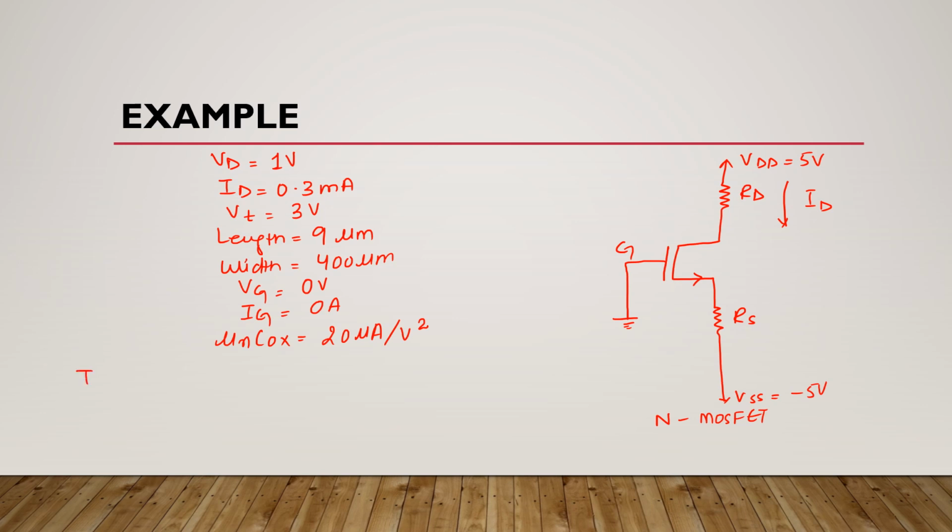First we will find source current. We know that in all field effect transistors gate current is 0. It means here drain current is equal to source current. As you can see here, drain current is 0.3 milliamperes. It means here source current will also be 0.3 milliamperes. Okay.